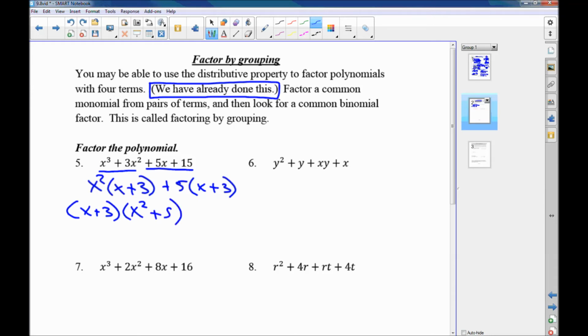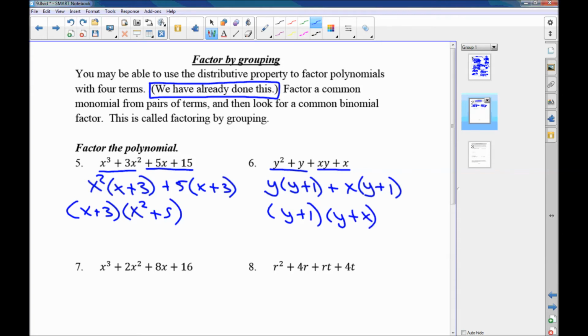All right, number 6 works very similar. We say what's the same in the first 2 that could be factored out, and that's going to be y, and it's going to leave behind y plus 1. And then we say what's the same in the second 2 that can be factored out, and there's an x in both of them, and that leaves behind y plus 1. Now we look to see if there's a common binomial that could be factored out. In this case, there is. That common binomial is y plus 1, and it leaves behind y plus x.